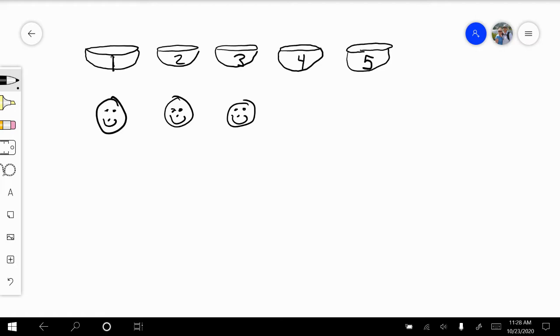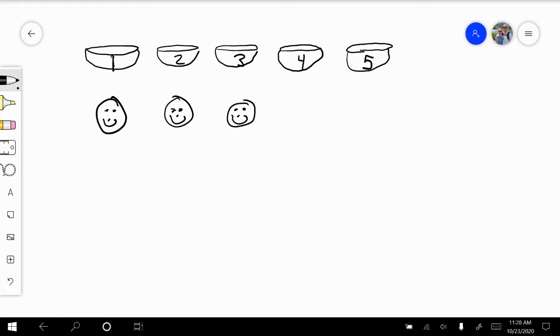Here we have 5 bowls. 1, 2, 3, 4, 5 bowls, and 3 children. 1, 2, 3. The question is, how many more bowls are there than children? Remember, when we are comparing, we are subtracting. We're comparing the number of children to the number of bowls. When we are subtracting in first grade, we are always beginning with the largest number. Our largest number here is the 5.